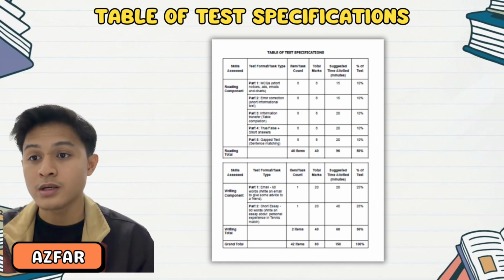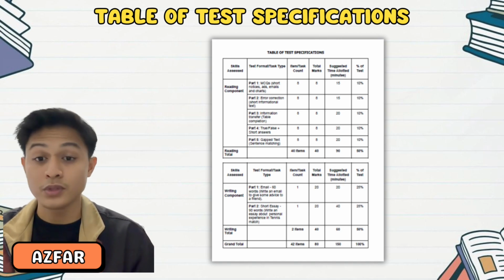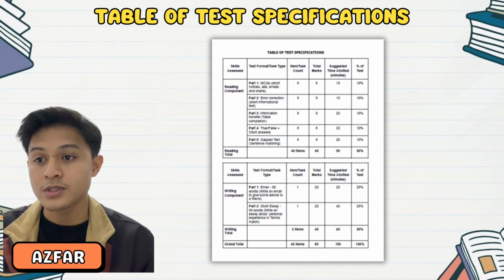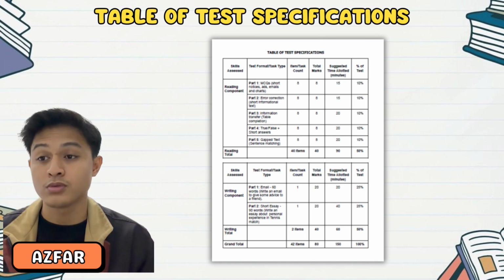For the reading component, which is the largest, covering parts 1 to 5, it consists of 40 questions in total. We use a 1 mark per 1 question rule, so it is worth 40 marks in total, and we have allocated 90 minutes in total for students to complete it.